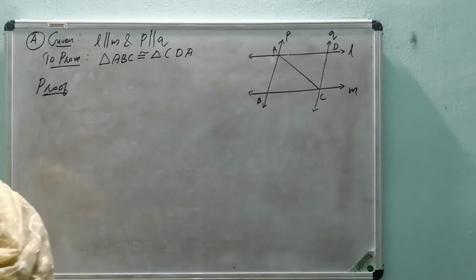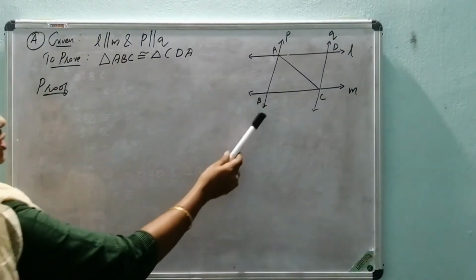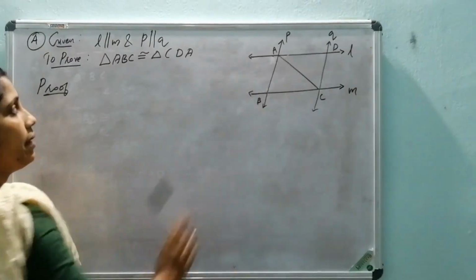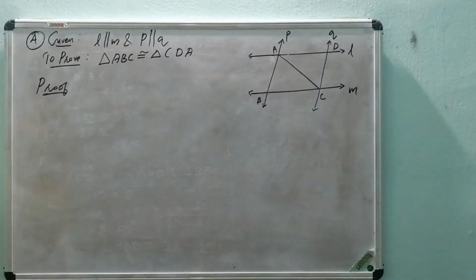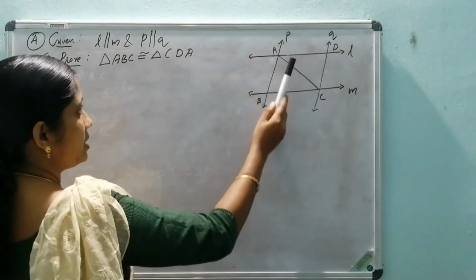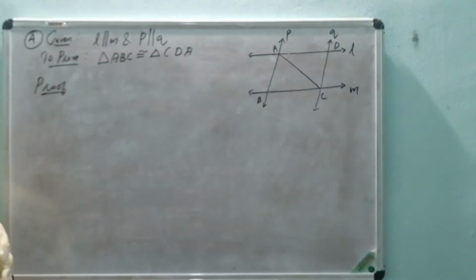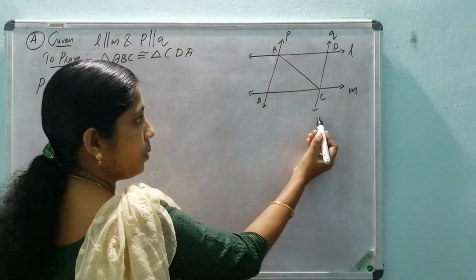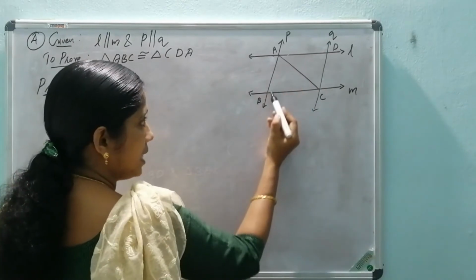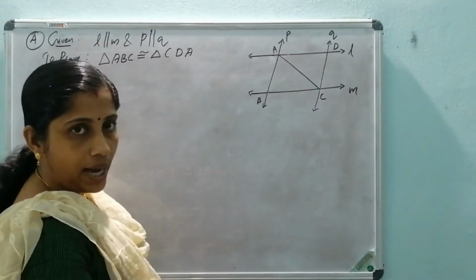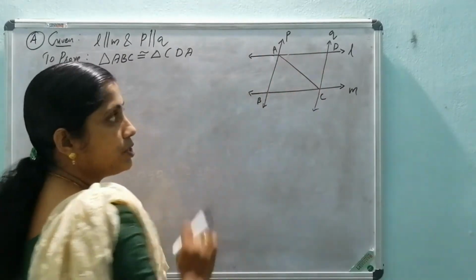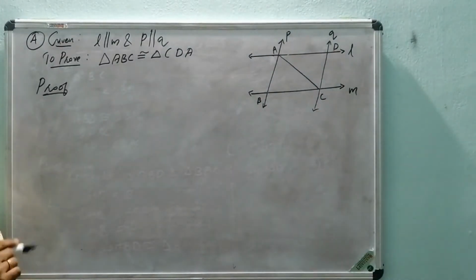Look at the fourth question of the exercise. It is given that P and Q are parallel and L and M are parallel lines. You have to prove that triangle ABC and triangle CDA are congruent. Given: to prove triangle ABC congruent to triangle CDA. Here P and Q are parallel. So we can say AB and CD are also parallel, since A, B and C, D are points on P and Q. So since P and Q are parallel, AB is parallel to CD.